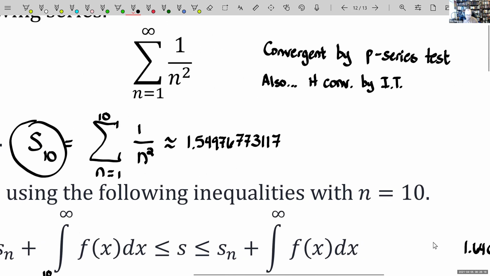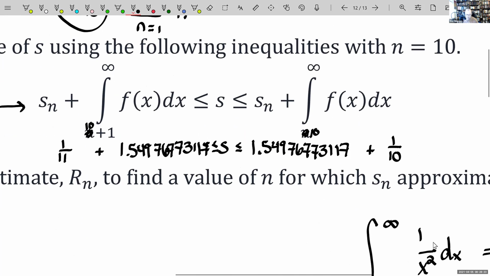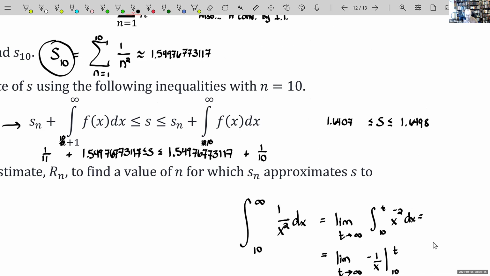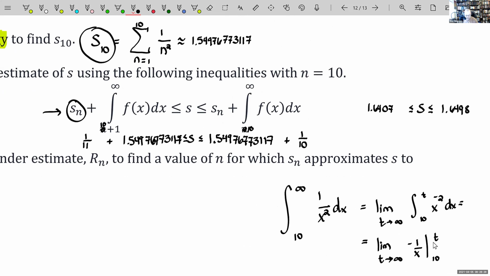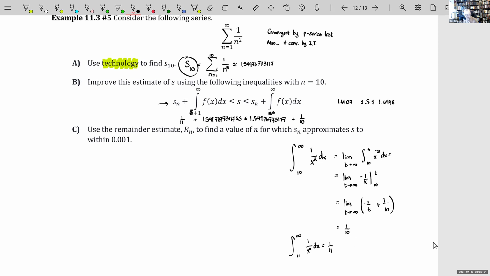We've said, if you sum up the first 10 terms, then I can estimate the value of the true sum because it is between the sum of the first 10 values plus the integral from 11 to infinity of our function, and the sum of the first 10 values plus the integral from 10 to infinity of our function. So that's one tactic that people will take with this, but to be very honest with you, that's not how you're going to do this in practice.